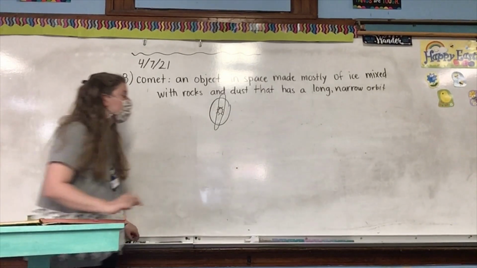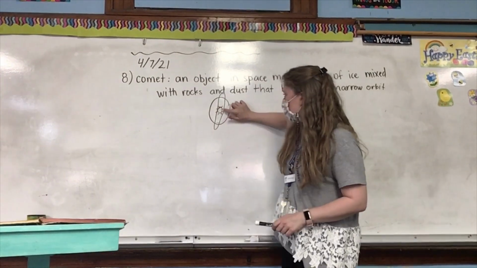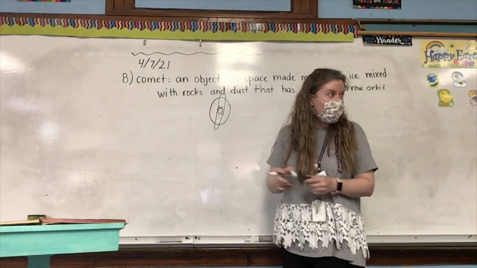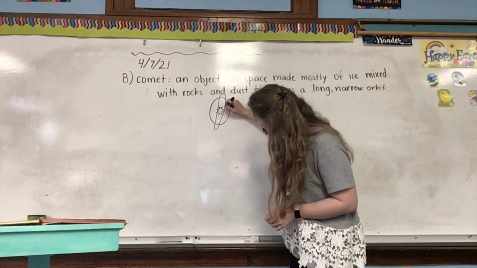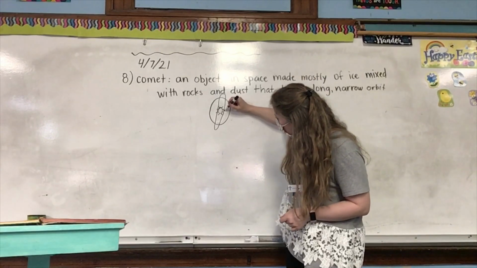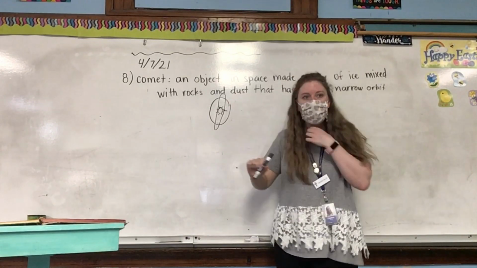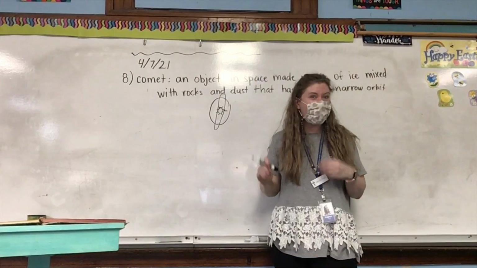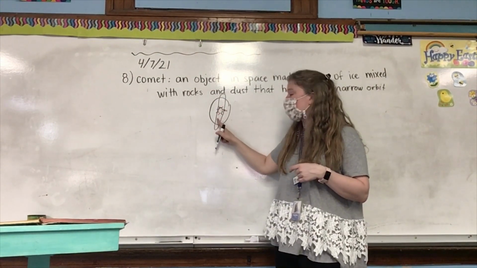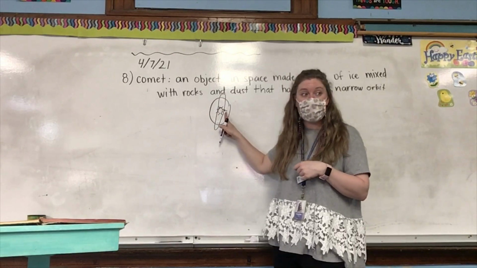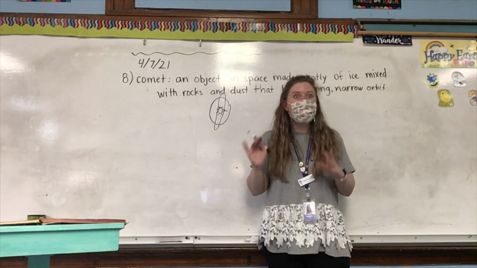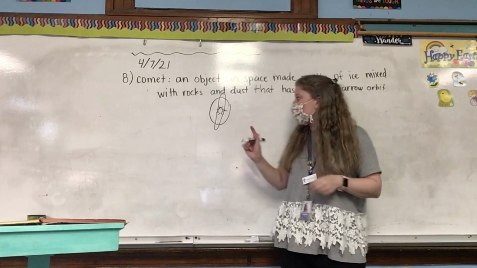So what that means is when the comet is like here or here, see how it's closer to the sun? It heats up really quickly. And so what happens is we get this tail of gas and dust. And it's very hot gas and dust. So when it gets close to the sun like this and it develops that tail because it's so hot, that's when we can see it. That's why it takes so long for us to be able to see it again.